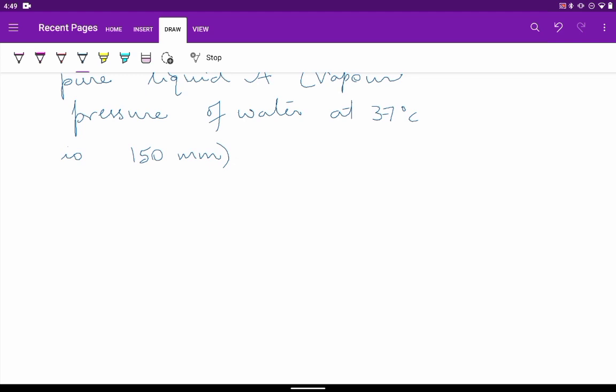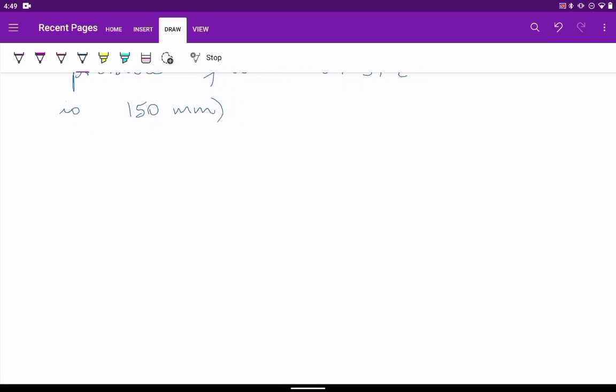So we know that if there are two miscible liquids, total P will be equal to mole fraction of A into PA naught plus mole fraction of B into PB naught. We have seen this when we were discussing the theory.